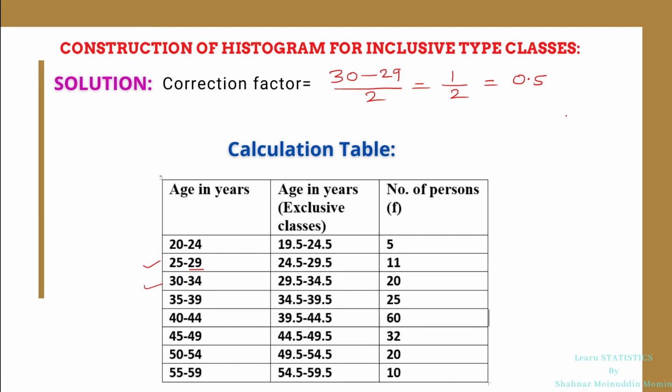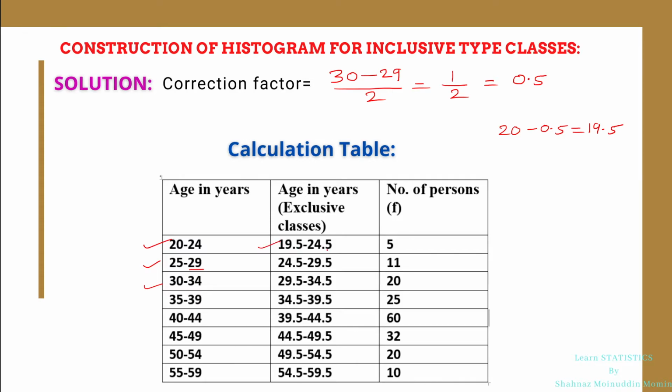Now the next step is subtract this correction factor from all the lower limits of classes and add it in the upper limit of all the classes. So let us start to calculate. Now I will consider the first class 20 to 24. Subtract 0.5 from lower limit of first class, means it is 20 minus 0.5, which is equal to 19.5. This is the lower limit of first class of exclusive type. I have written it 19.5.